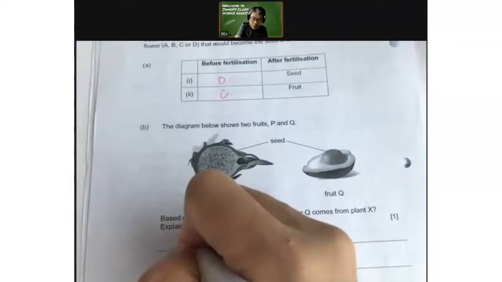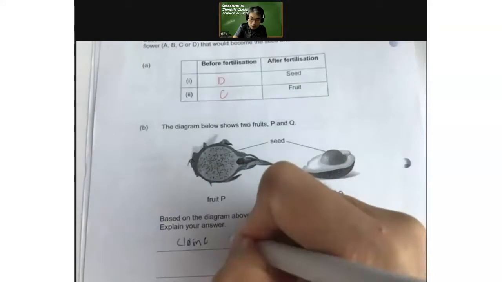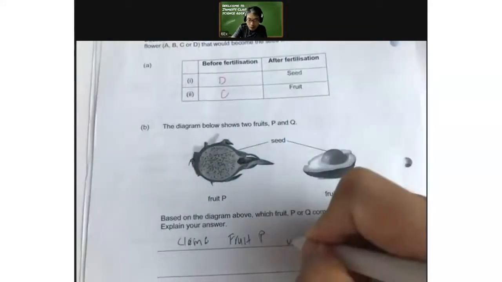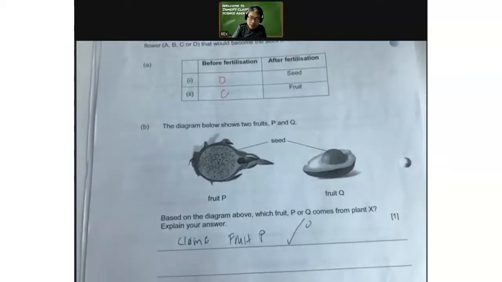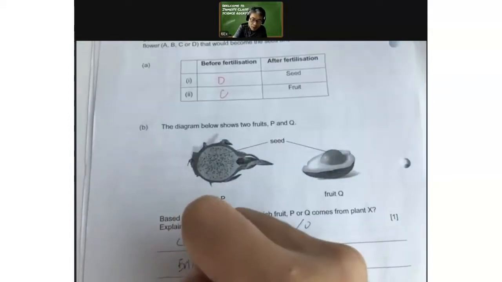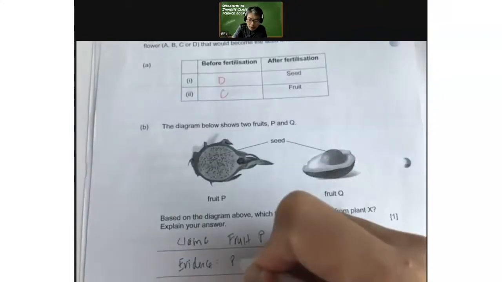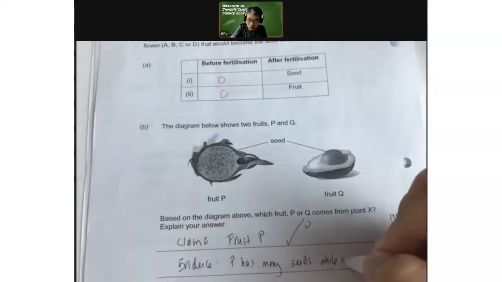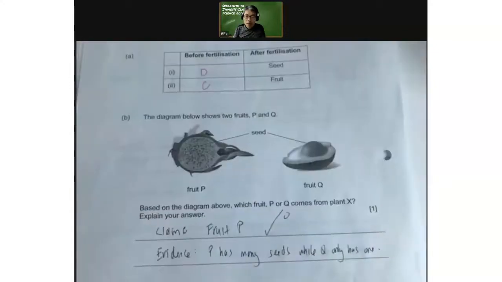I will now give my claim. My claim is fruit P comes from plant X. Now this will be correct, but 0 marks because it's only a claim. No marks if you just stop here at P. You get marks if you give some evidence. How do I determine it is fruit P? Because I saw that fruit P has many seeds, while Q only has one. I need to make a comparison between the two.